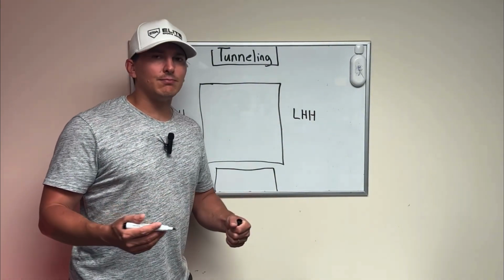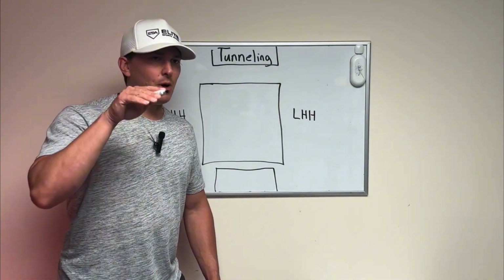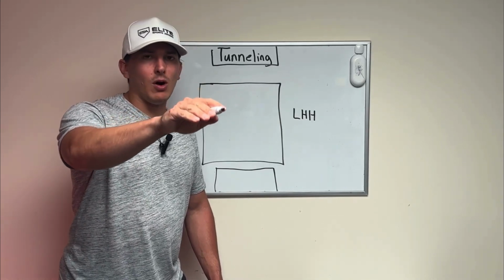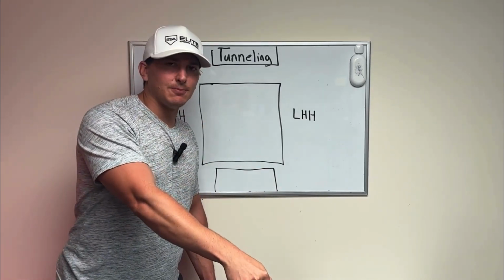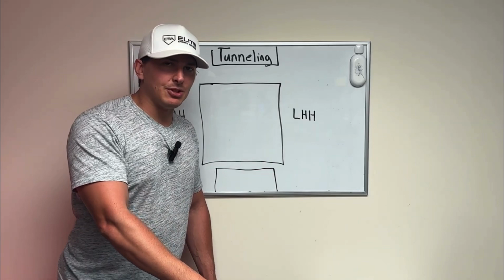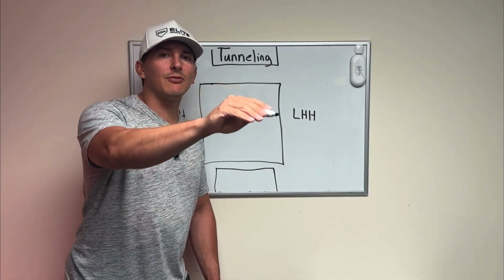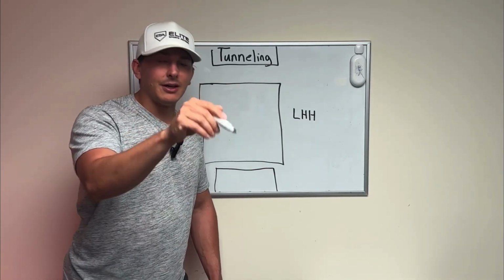So pitch tunneling, pretty straightforward. You throw a fastball high in the zone, strike one, throw a breaking ball off of that fastball that can land down near the bottom of the zone. It's going to come out looking just like your fastball in that same tunnel and going to drop off.